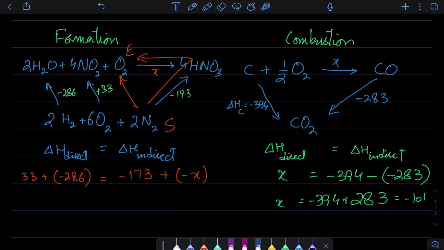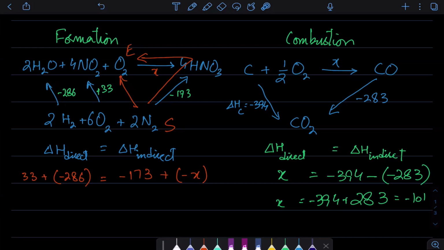Sir, sorry, आखिरी वाला फिर से समझाएंगे? Which part? Like the equation you just made. So because I picked this to be my starting point and this to be my ending point, my direct path is this. So this 33 is my direct path, this -286 is my direct path. तो मैंने उनको direct में लिख दिया.